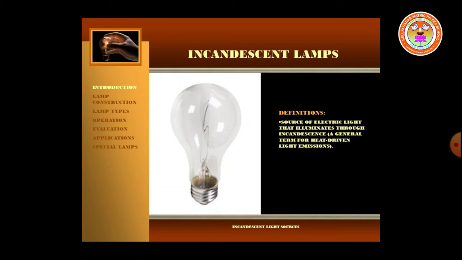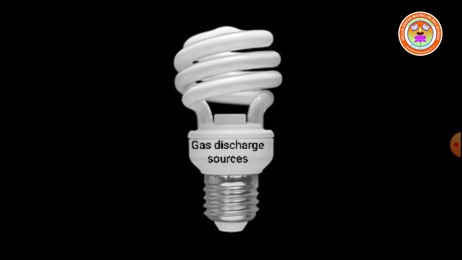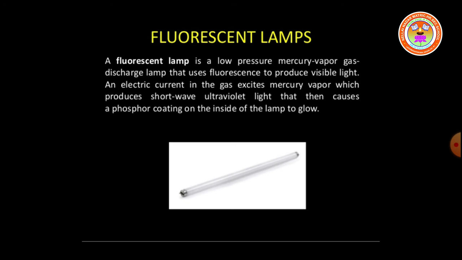Let me pass on to incandescent sources. When certain objects are heated to a high temperature, they begin to emit light. The glowing of a hot iron rod is a kind of incandescent light. Example, candle. Gas discharge sources. Passing electricity through certain gases at a very low pressure can produce light. Example, neon lamp, sodium lamp.